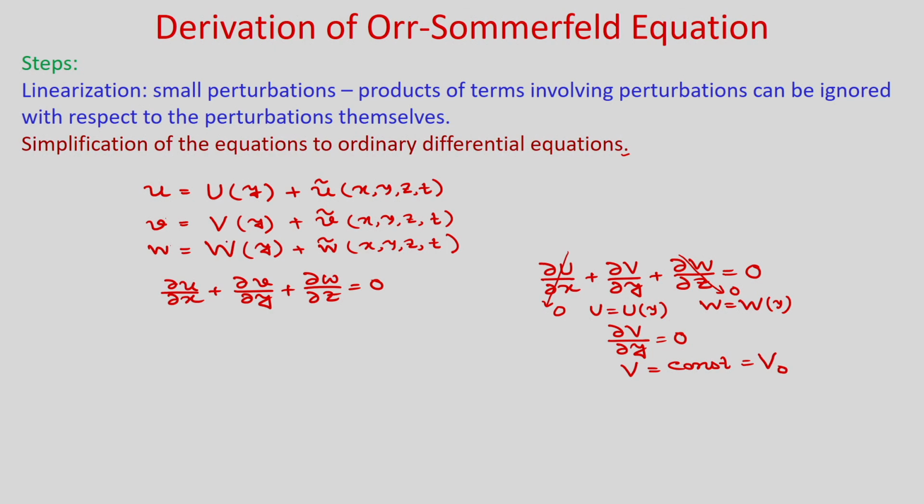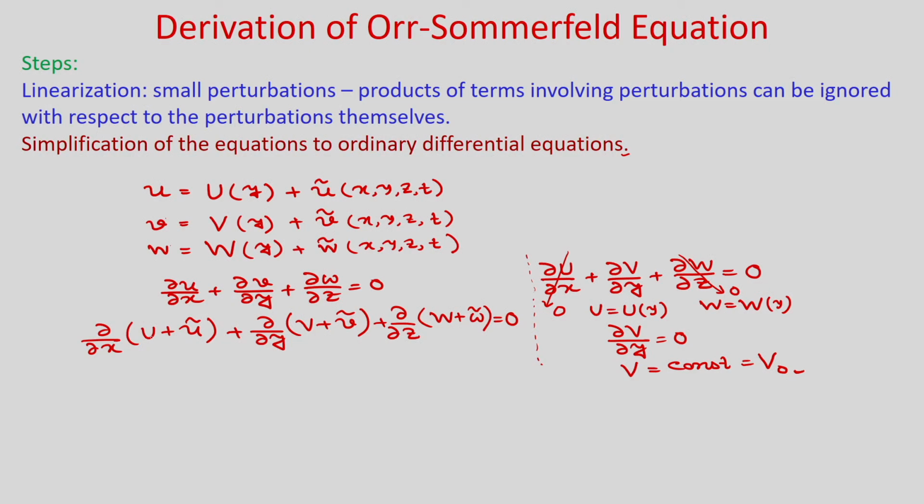So, if you consider a parallel flow, you can see that from this continuity equation we get V is equal to constant is equal to V naught. And similarly, now if you put the value of u, v, w here, what will you get? So, we will get del of del x of U plus u tilde, plus del of del y of V plus v tilde, plus del of del z of W plus w tilde is equal to 0.